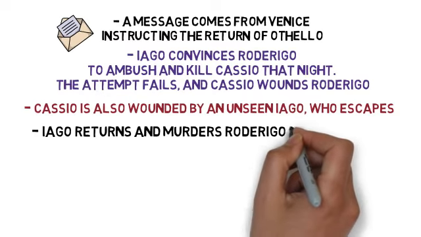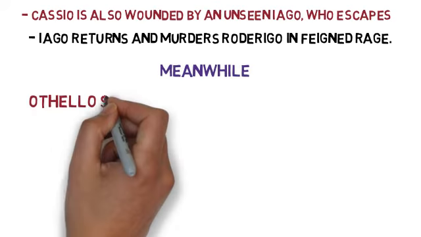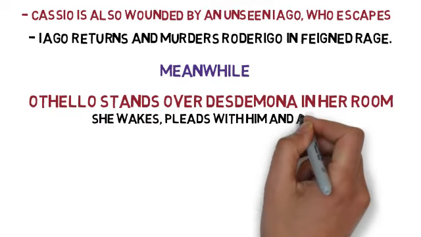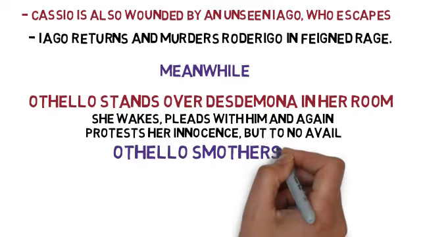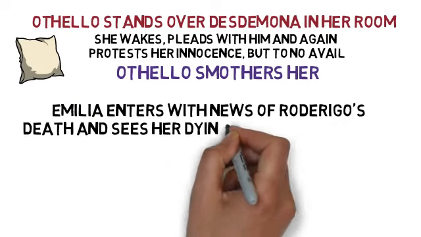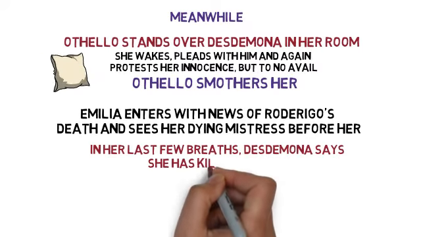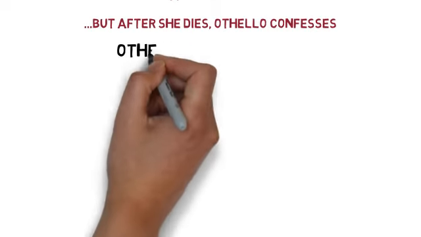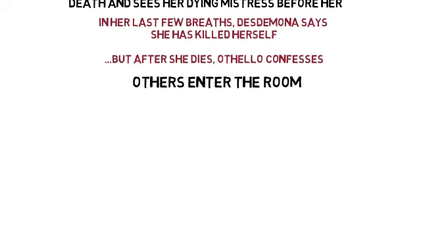Iago returns and murders Rodrigo in a feigned rage. Meanwhile, Othello stands over Desdemona in her room. She wakes, pleads with him, and again protests her innocence, but to no avail. Othello smothers her. Emilia then enters with news of Rodrigo's death and sees her dying mistress before her. In her last few breaths, Desdemona says she has killed herself, but after she dies, Othello confesses. He explains that his actions were based on information from Iago. Others, including Montano and Iago, enter the room.